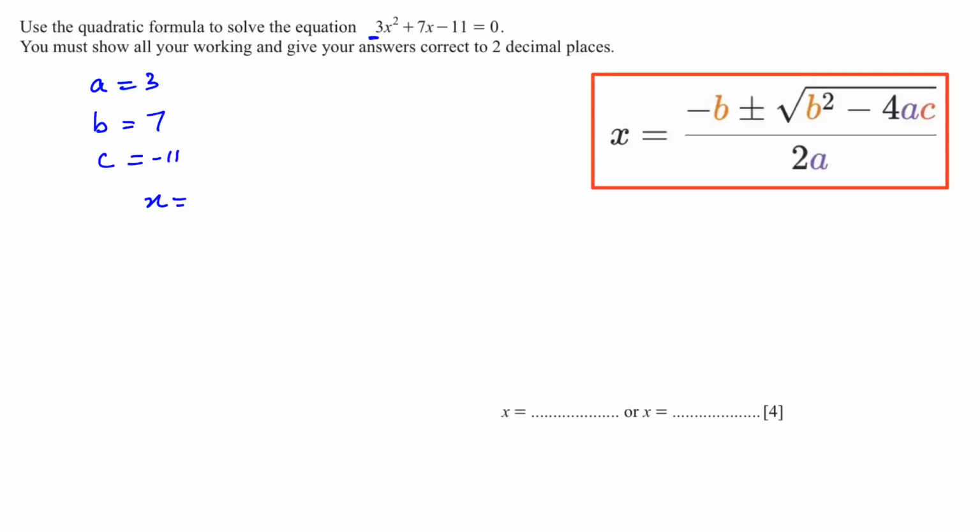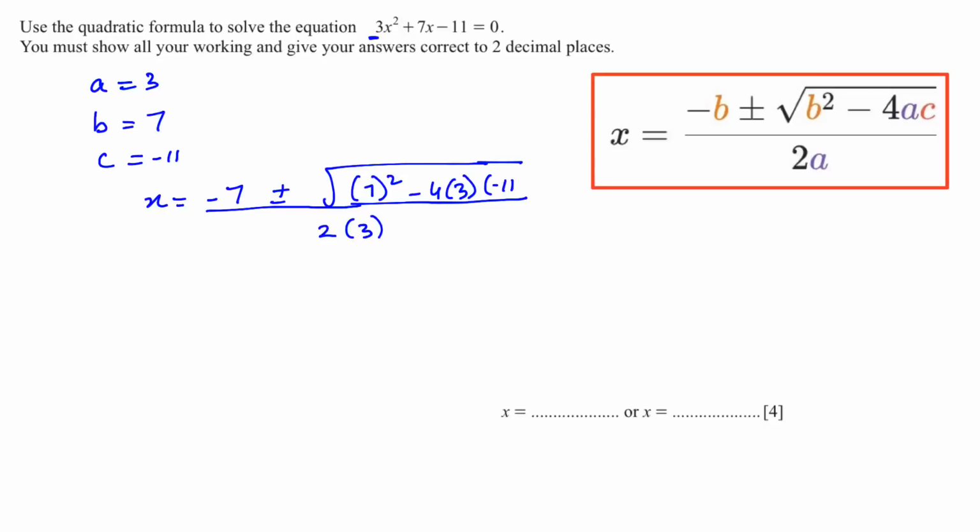It's a 4-mark question. Only you memorize this and you will get your 4 marks. So B is negative 7 plus and minus square root. Always put a square. A is 3 and negative 11 is C. The whole thing over 2 multiplied by A, which is 3.